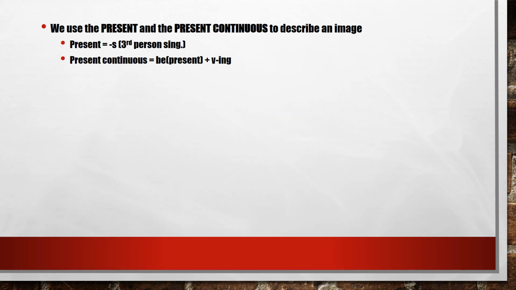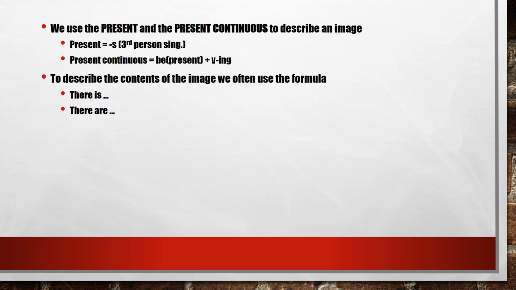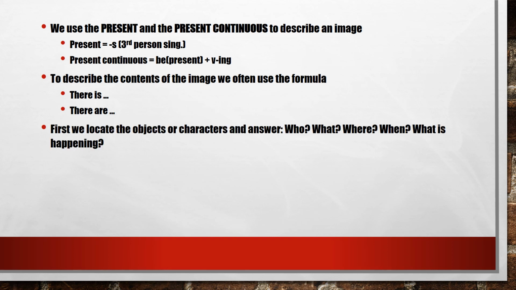So when we are describing a document, we use the present and the present continuous to describe an image. So if you remember, the present only has an S in the third person, and the present continuous is be plus the verb ing. So to describe the contents of the image, we often use the formula there is or there are. We must locate what types of objects, characters, people, animals, and answer the following questions: who, what, where, when, and possibly what is happening. Is there a message or a logo?